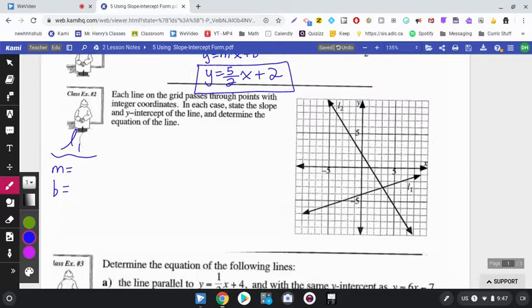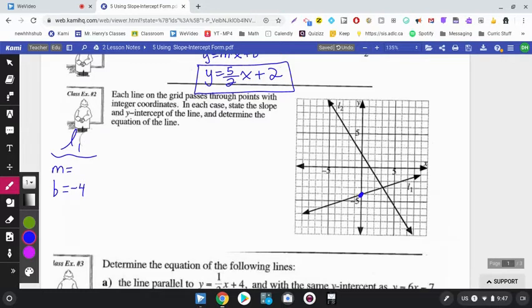I find it actually easier to find the y-intercept first. So for line 1, L1 over here, that's this one. It crosses the y-axis at -4. The point would be 0, -4, where my b value is -4. Great. I found the one piece I need.